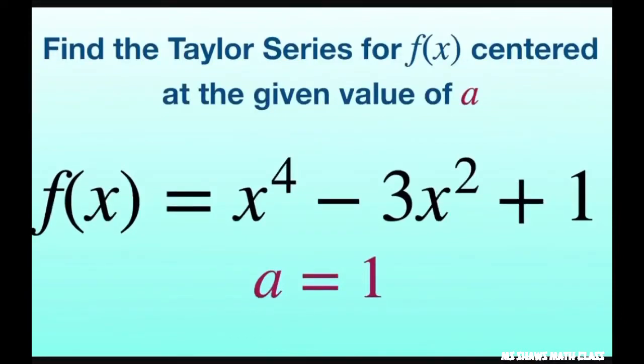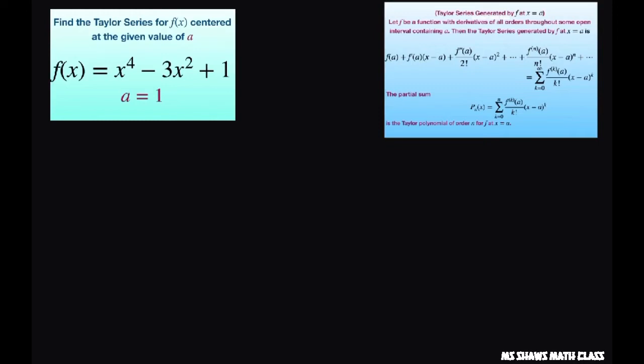Everyone, we're going to find the Taylor series for f of x centered at the given value of a equals 1. We have f of x equals x to the fourth power minus 3x squared plus 1. So we're going to write it in this form here. And let's look and see. We're going to have to crank out some derivatives for this. We're centered at a equals 1.